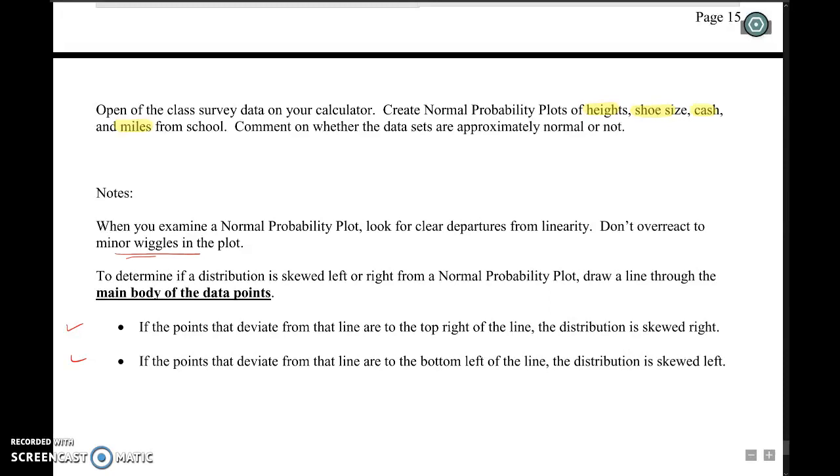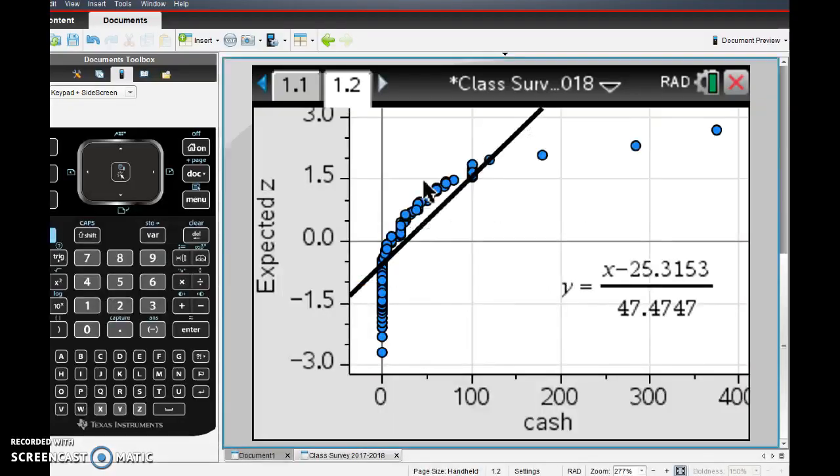To determine if a distribution is skewed left or skewed right from a normal probability plot, draw a line through the main body of the data points. If the points that deviate from this line are to the top right, then it's skewed to the right. What I mean by that is, right here is your main data, most of your data is kind of in here, and the points that deviate from it are kind of to the top right.